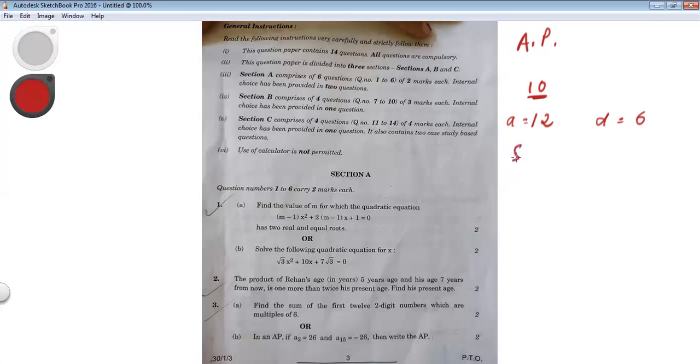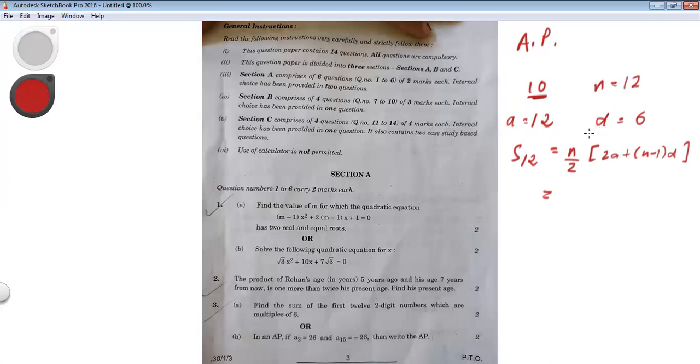So therefore, n by 2 times twice of A. Let me write the formula very quickly so that you're not confused. The formula goes: n by 2 times 2A plus n minus 1 into D. This is the formula. In this case, n equals 12.